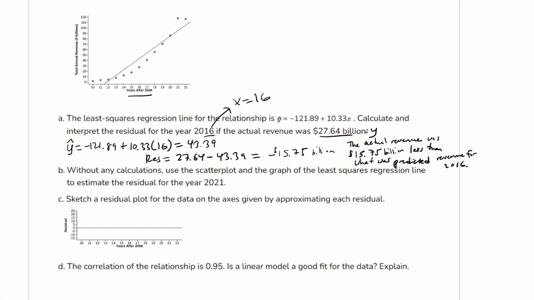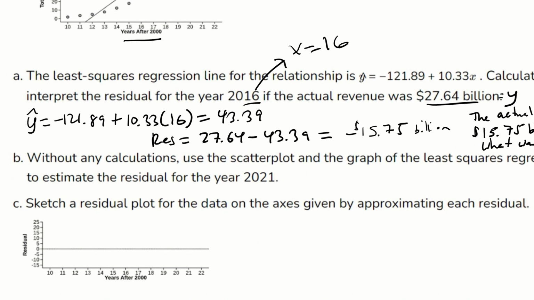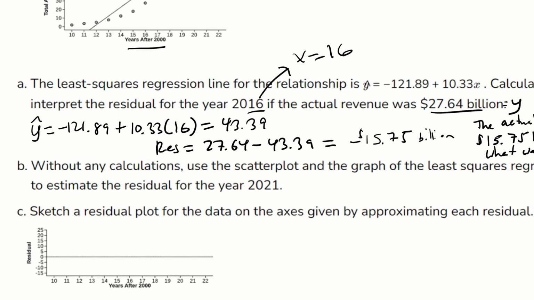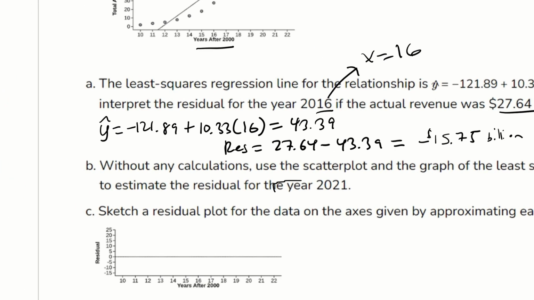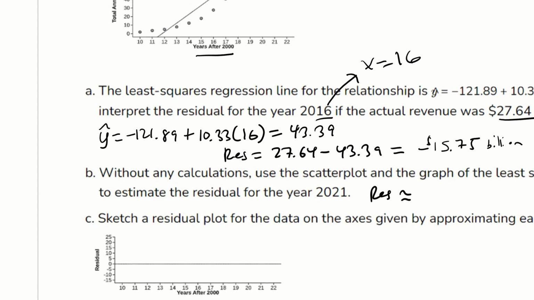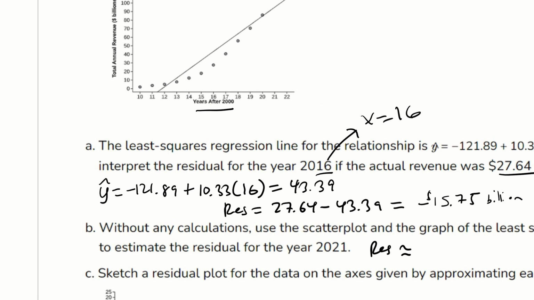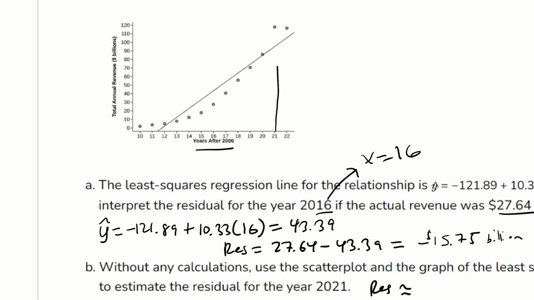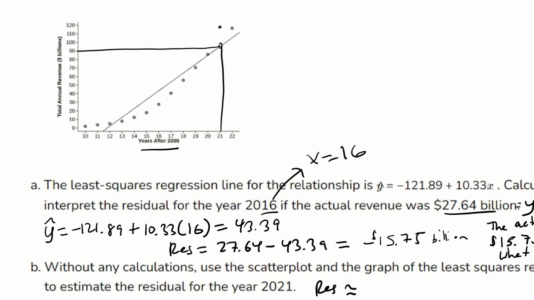All right, so let's take a look at part B. Without any calculations, use the scatter plot and the graph of the least squares regression line to estimate the residual for the year 2021. So for the year 2021, that's when X is equal to 21. When X is equal to 21, the estimated was about 90 billion. And over here there's a data point that actually is 21, 120. And this point is 21, 90.